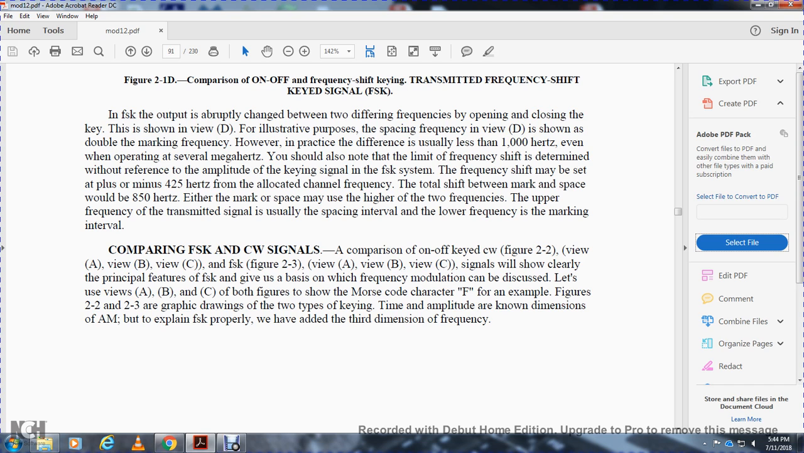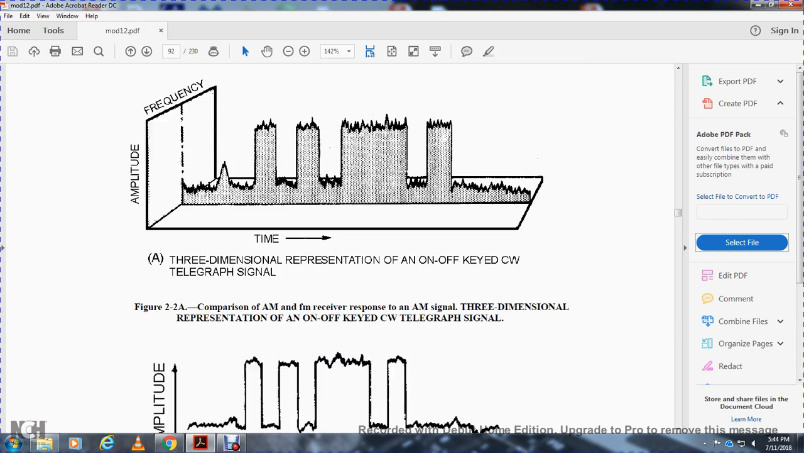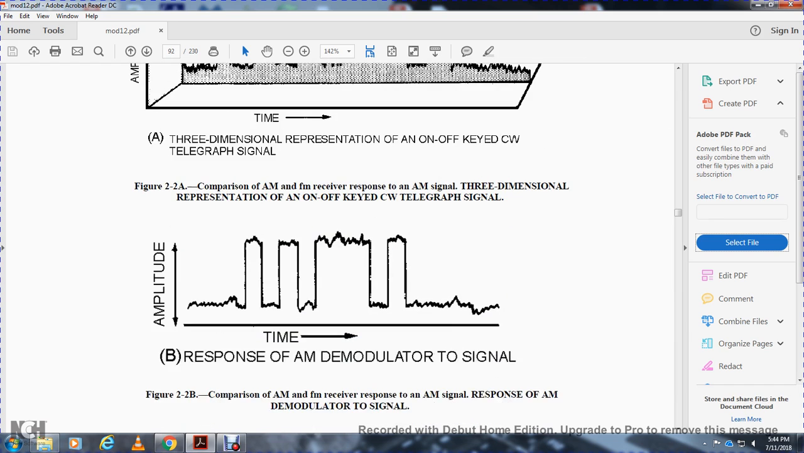For an example, figures 2-2 and 2-3 are graphics drawn with the two types of keying, with the dimensions of time and amplitude. But to explain frequency shift properly, we have to add the third dimension of frequency. Show the amplitude and frequency changing with time, a three-dimensional representation of on-off keyed continuous wave, with the signal in amplitude and time.